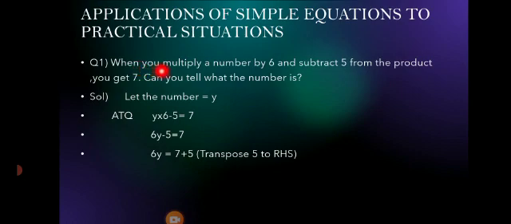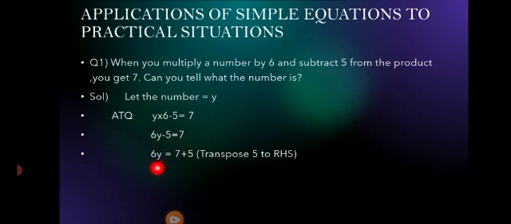Question 1. When you multiply a number by 6 and subtract 5 from the product, you get 7. Can you tell what the number is? Let's start its solution. We want to calculate the number, so I will assume let the number equal y. Now according to the question, I want to multiply the given number by 6, that is 6 multiply y, and subtract 5 from the product, that is minus 5. The result is 7, that is equal to 7. Y multiplied by 6 will be 6y, minus 5 equals 7.